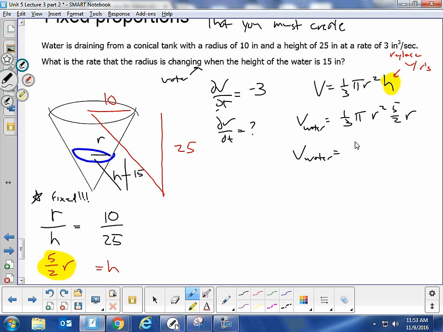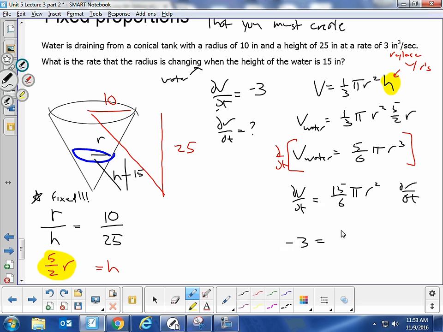I can simplify this. This is 5/6 pi r cubed. We are now ready to take the derivative with respect to t. I get dV/dt is equal to 15/6 pi r squared dr/dt. I know dV/dt is -3.